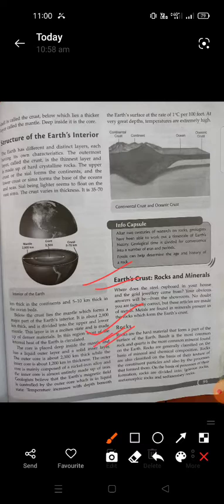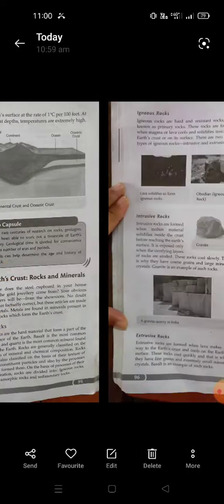So here again you can see a nice video from the digital class. Though you cannot come to school, you can enjoy it here also. Here are the different types of rocks. See, here is igneous rock, then intrusive rock, then extrusive rock, sedimentary rock, metamorphic rock. These are the different types of rocks that we get.